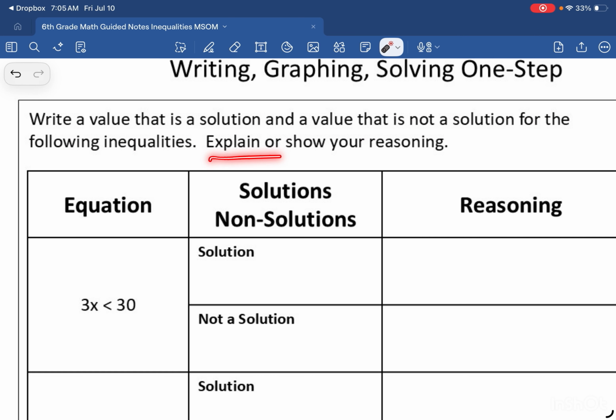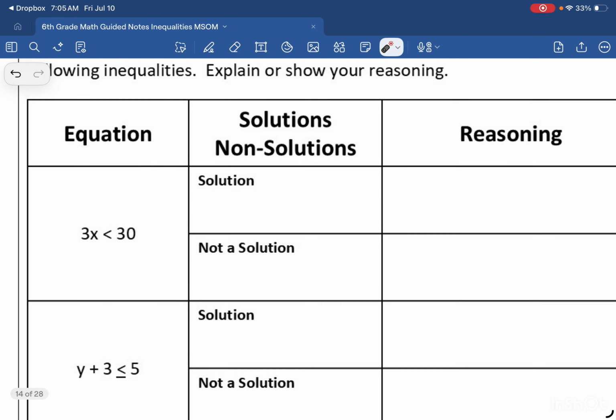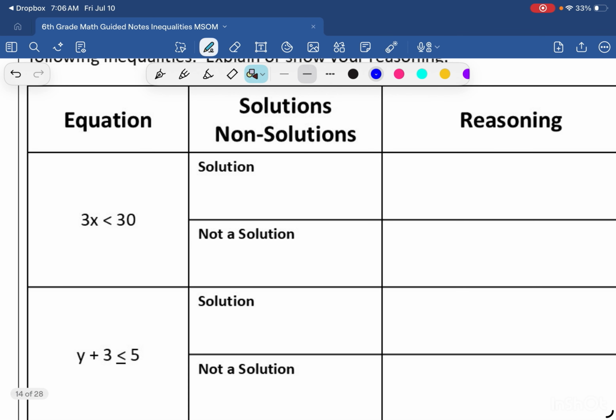Write a value that is a solution and a value that is not a solution for the following inequalities. Explain or show your reasoning. Okay, so let's do this. Let's first solve the inequality and then we can write solutions and non-solutions.